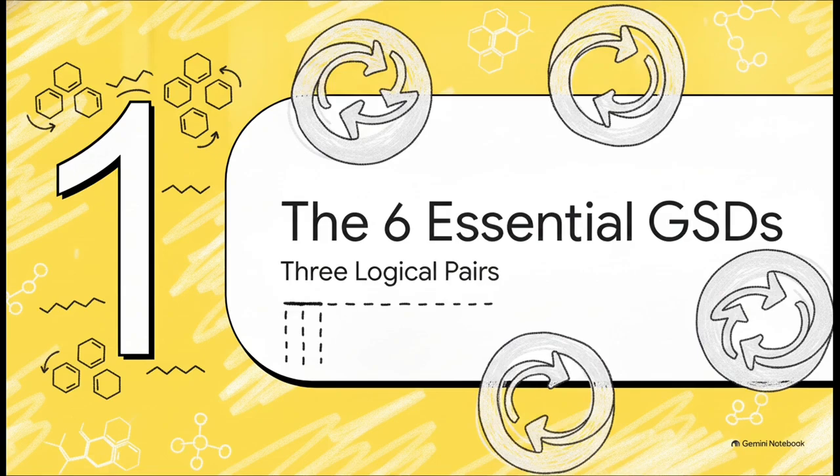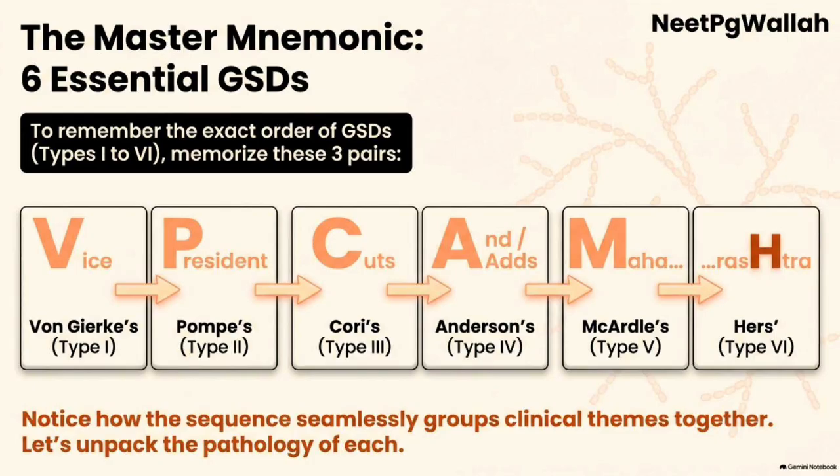Section 1. The 6 essential GSDs. So, to make these dense diseases digestible, we're not just going to look at them as a random list. We are going to group them into 3 super logical, easy-to-remember pairs. Here is your overarching master mnemonic. To remember the exact order of GSDs, types 1 through 5, you just need to remember this sequence: Vice President Cuts and Adds Maharashtra.